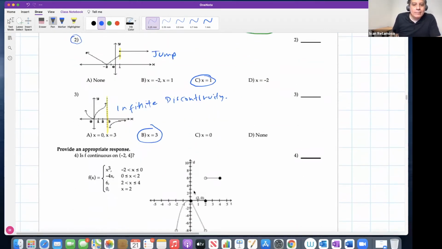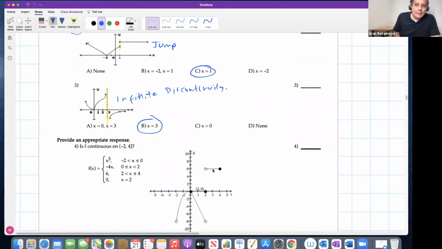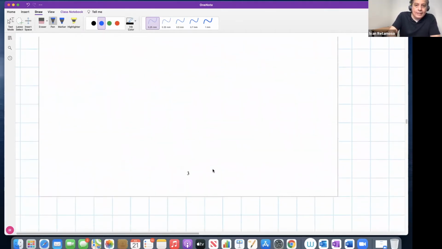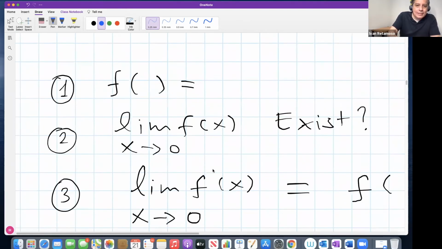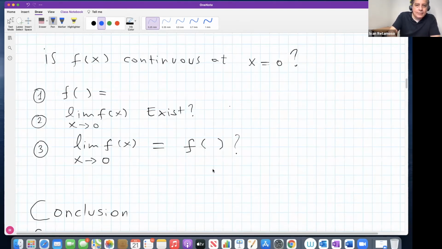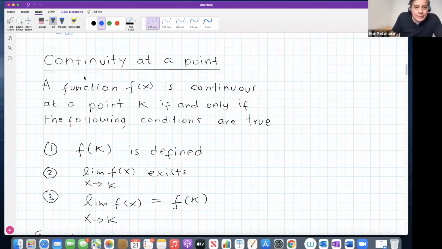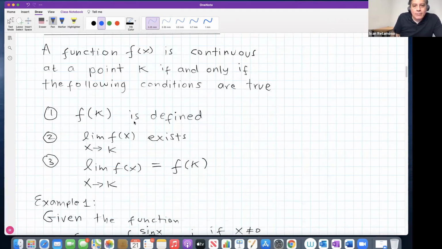All right, now computational stuff. Let's go back to the lecture and talk about precisely what happens when a discontinuity happens at a point. Mathematicians formally define continuity at a point by saying that a function f of x is continuous at a point k if and only if the following conditions are true. The evaluation of the function is defined, meaning you don't have holes there. You have a solid circle.